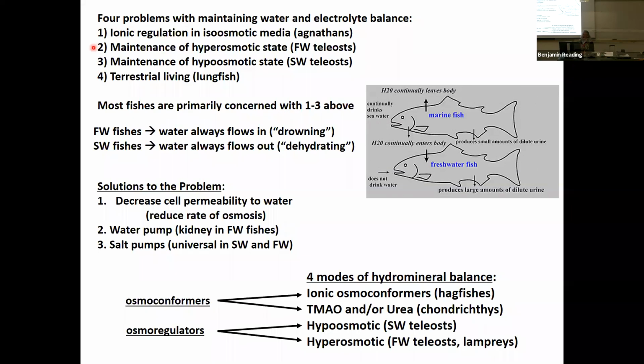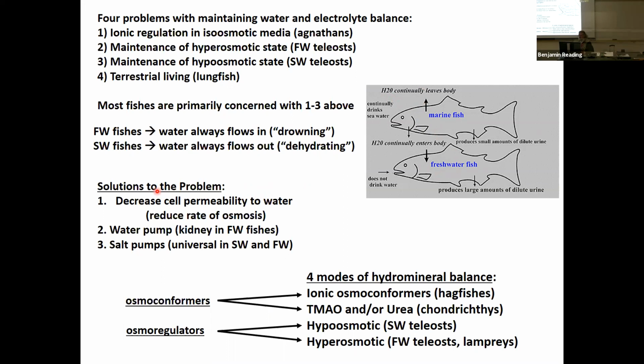Most fishes are concerned with 1 through 3 above, and for the following reasons. So freshwater fishes are always drowning. A freshwater fish has higher salt concentration in its body, which means water is always entering by osmosis. They're drowning. Saltwater fish have a lower salt concentration in their body compared to the exterior environment, which means they are always dehydrating. This is a desert. The ocean is a desert, drying these fish out. These fish are being flooded.